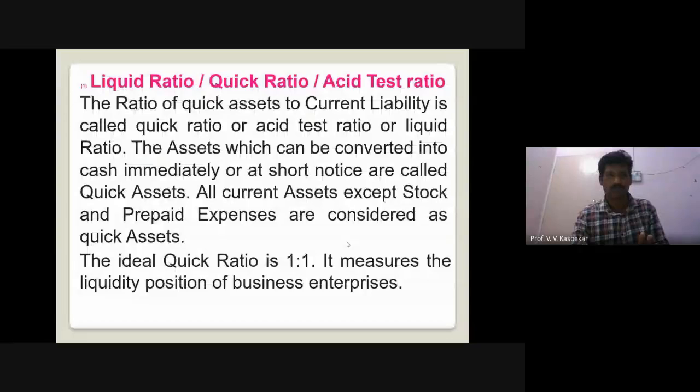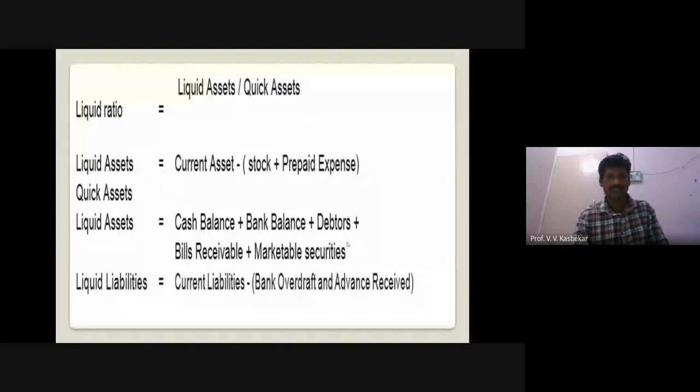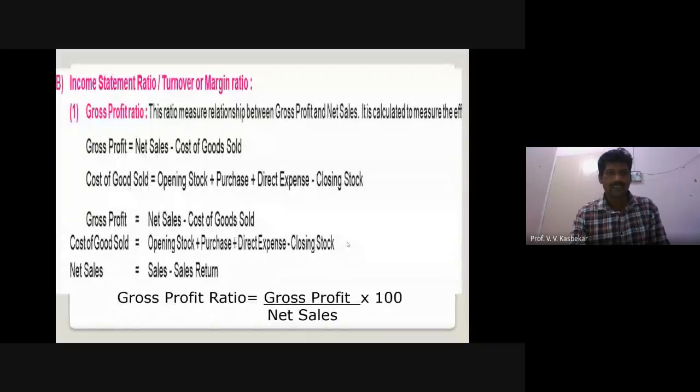Okay, so let us proceed. Liquid ratio, quick ratio. We have already studied about it. Liquid assets divided by quick assets. Now in this lecture, income statement ratio, or we can say turnover or margin ratio. Let us see first the gross profit ratio, that means ratio of gross profit. This ratio will measure the relationship between gross profit and net sales.